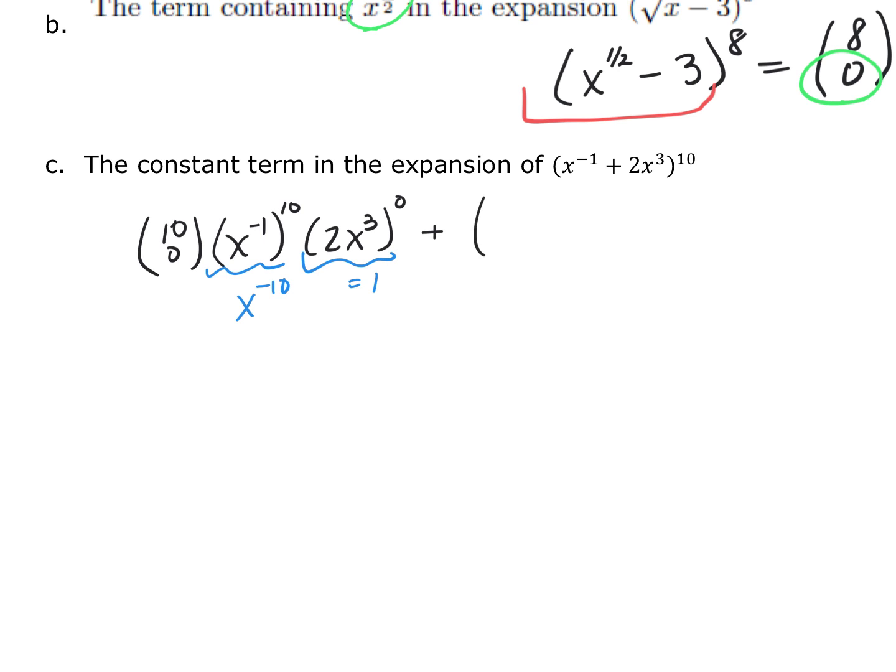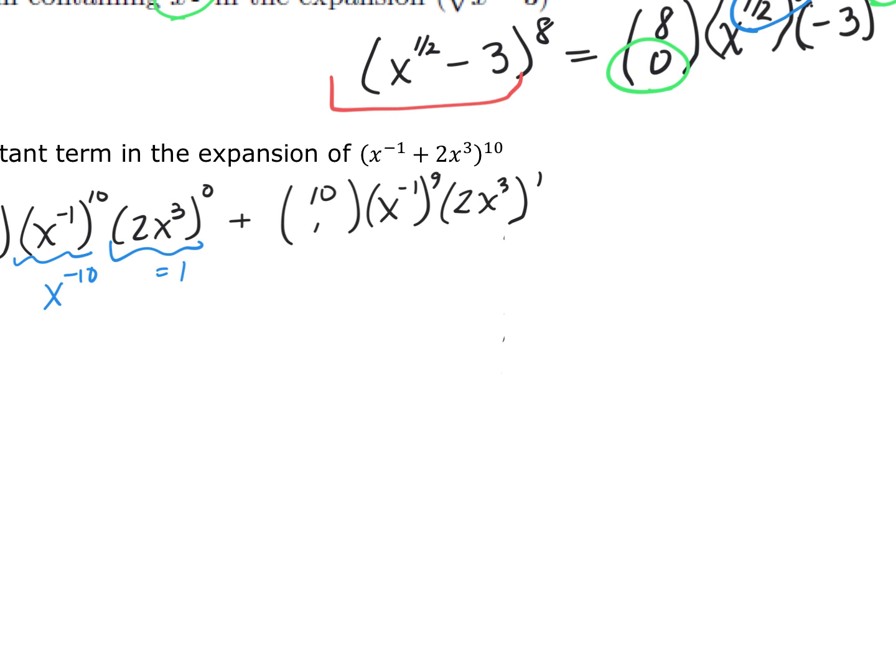So then my next one would be 10 choose 1. So x raised to the negative 1 raised to the 9th power. And then I have 2x to the 3rd. I don't know what happened there. Let me just erase that. Something weird happened there. x raised to the 3rd raised to the 1 power. This is going to be x raised to the negative 9. Just this is x to the 3rd. I added these two exponents and it is going to be x raised to the negative 6. That's not the one I want.